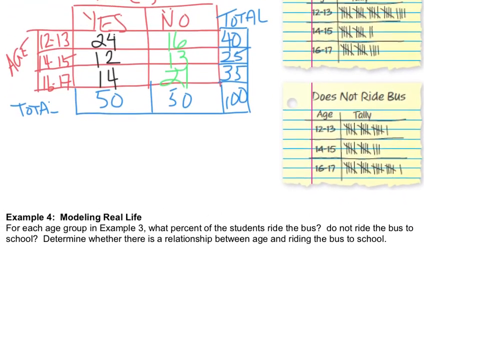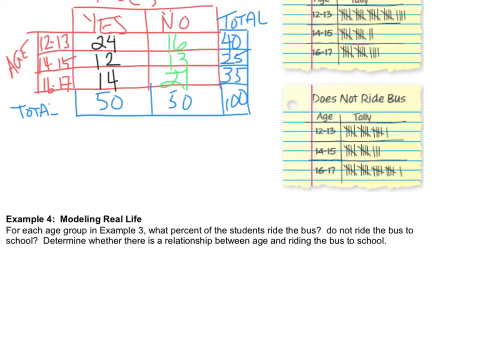Okay? Now, then we want to talk about this next example. For each of the groups in example 3, what percent of the students ride the bus? What percent do not ride the bus? And then we want to determine whether there's a relationship between the age and riding the bus to school. Okay?